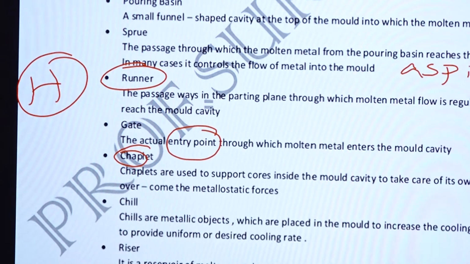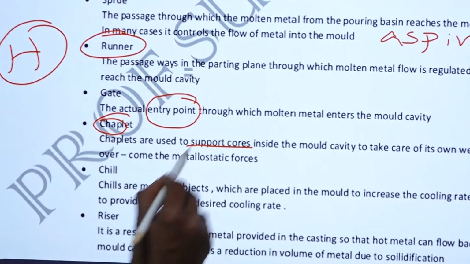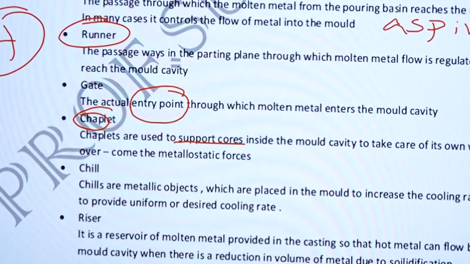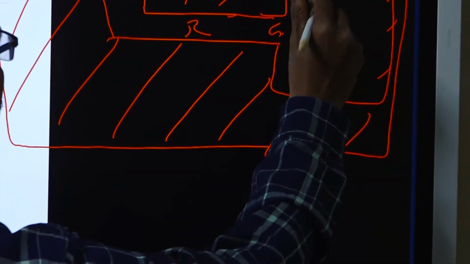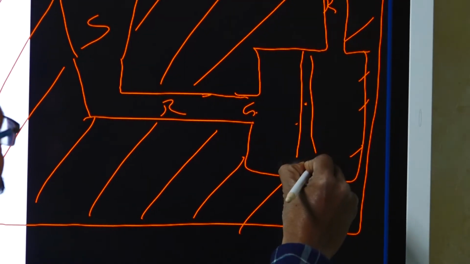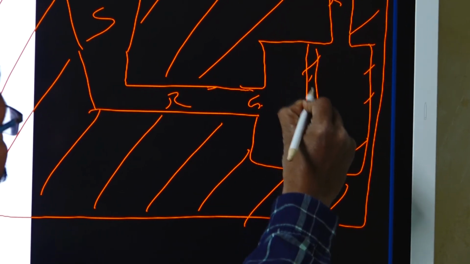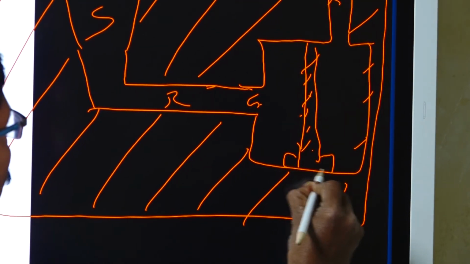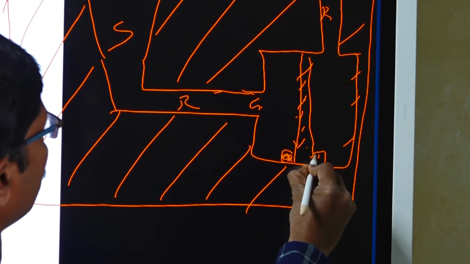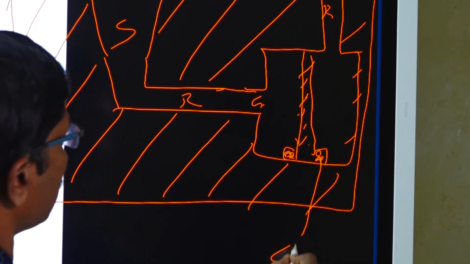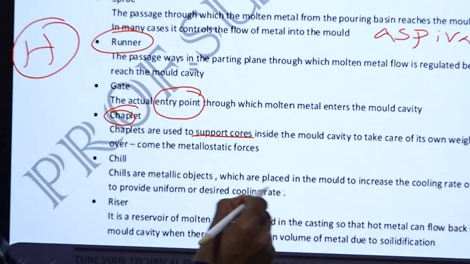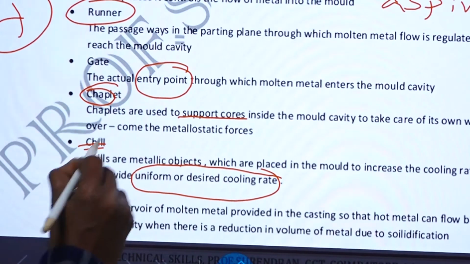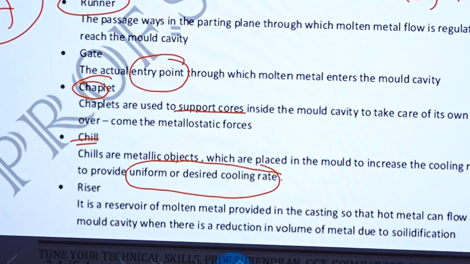Chaplets are used to support the core. Chaplet is the part which is used to support the core. Here we are placing the core, and to support the core we have the chaplet. So this is the chaplet. Chaplet is made of external iron pieces. Chills are used for the desired cooling rate, uniform cooling rate.